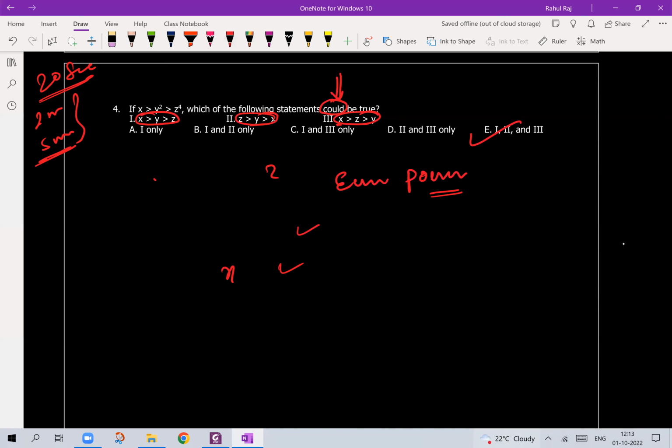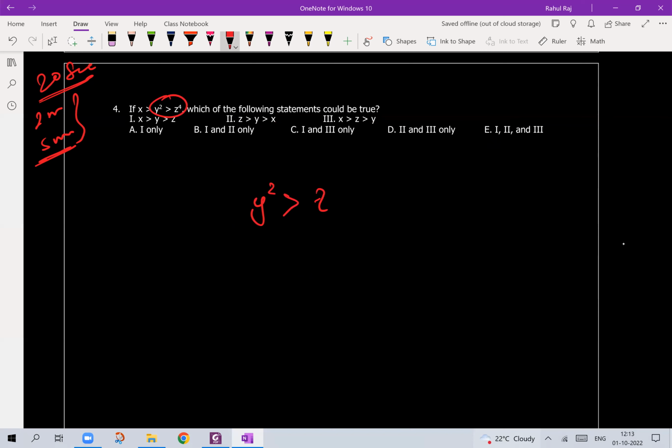a simple example for one or two terms. Now you can 100% ask me, Rahul, y square is greater than z4, but please understand y square is greater than z4 is again an even power. If y square is greater than z4, I don't care at all. Even powers just cannot be predicted. Be very sure. So if y is greater than z4, y can be greater than z or y can be less than z. I don't care at all.